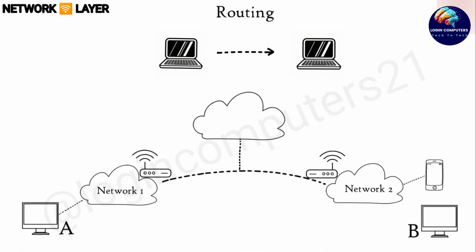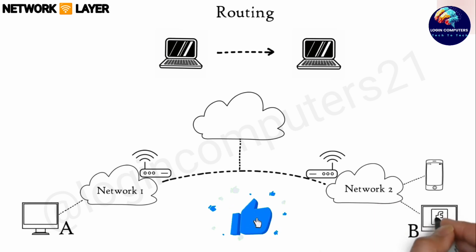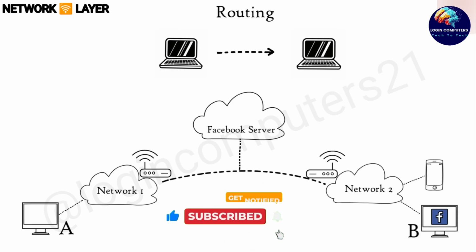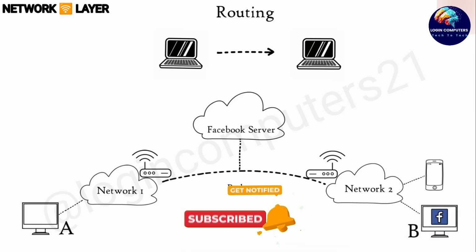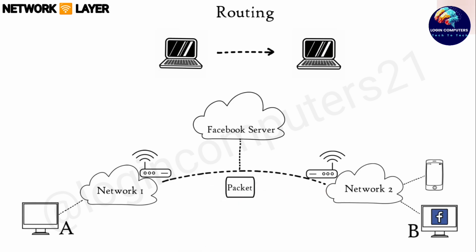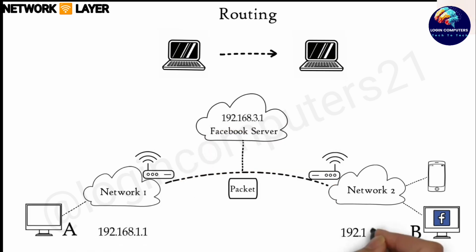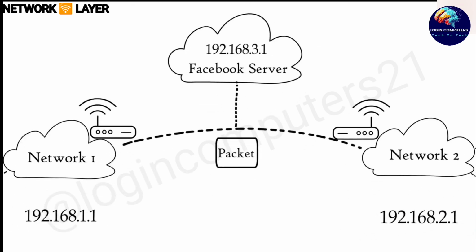Suppose computer A is connected to network 1 and computer B is connected to network 2. From computer B, we have requested to access facebook.com and now there is a reply from the Facebook server for computer B in the form of a packet. This packet needs to be delivered to computer B only. Since in a network each device has a unique IP address, these two computers will have unique IP addresses as well. Network layer of the Facebook server has already added the sender and receiver IP address in the packet.